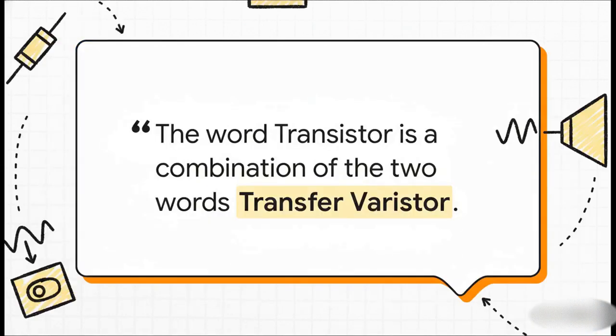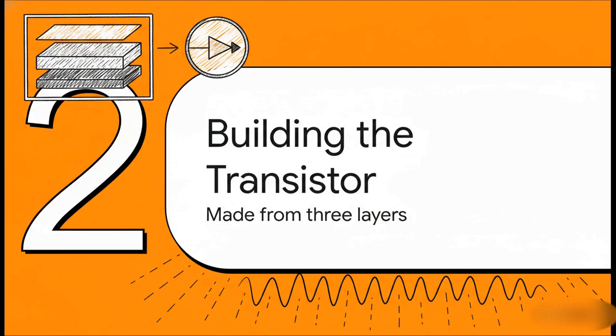And get this, the name itself is a dead giveaway to what it does. Transistor is just a mashup of 2 words, transfer, varistor. It literally means it's a resistor whose value you can change with electricity. And that ability to change its resistance on the fly is what lets it be both a switch and an amplifier.